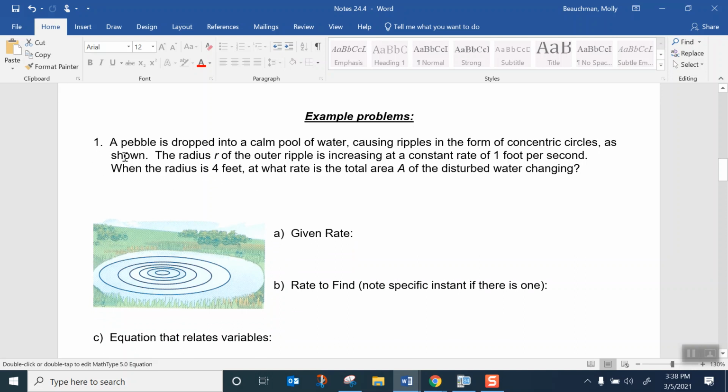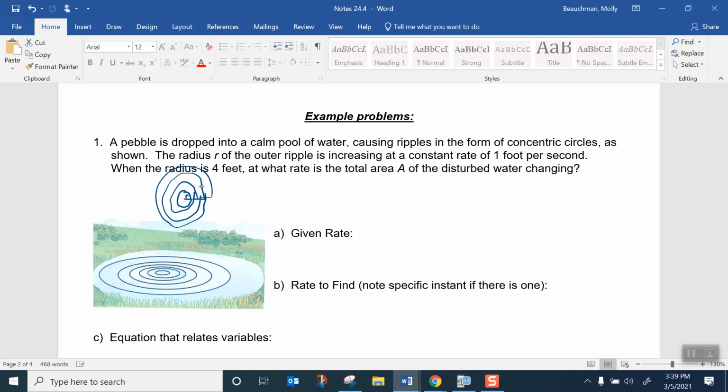Example 1: if we drop a pebble into a calm pool of water, it causes ripples in the form of concentric circles, as shown. The radius r of the outer ripple is increasing at a constant rate of 1 foot per second. When the radius is 4 feet, at what rate is the total area of this disturbed water changing? So over time, if you've got your circle, the circle has a radius and an area. And concentric circles means as the radius grows, the area is also growing.